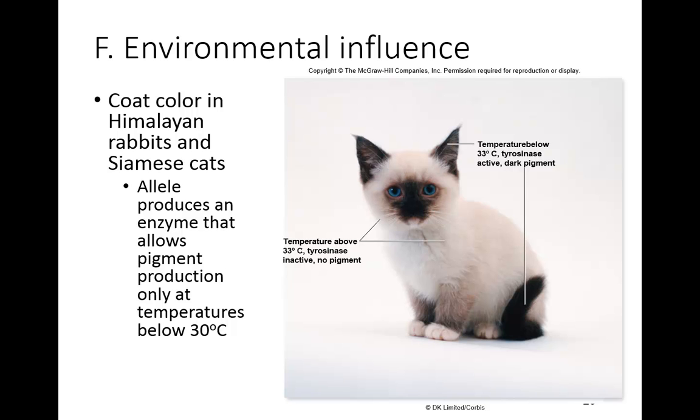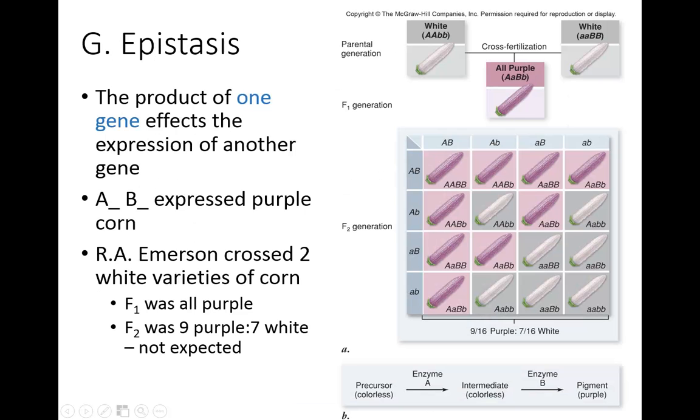Environmental influence is also where the external environment shows expression of traits. An example of this is found in Siamese cats. All of the genes are the same on the cat, but the ones showing color are affected by the temperature. If the temperature is below 33 degrees, then it will be expressed as black. It will release pigment. If it's above 33 degrees, which is found on the core, the center of the cat, then it will not show pigment and the fur will be white.